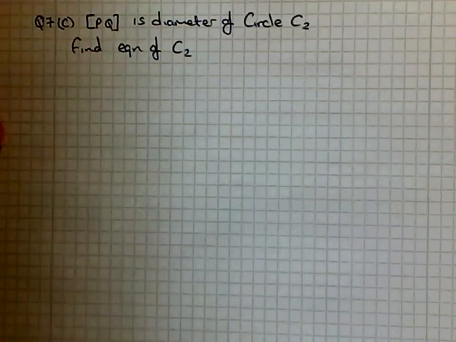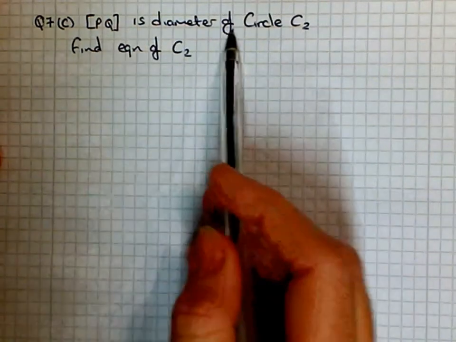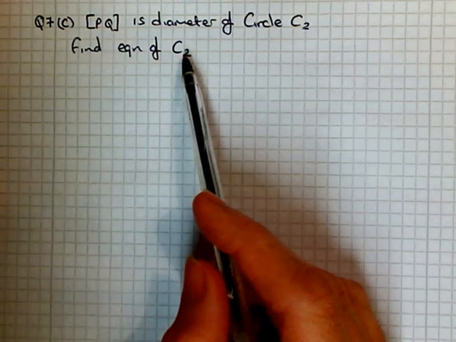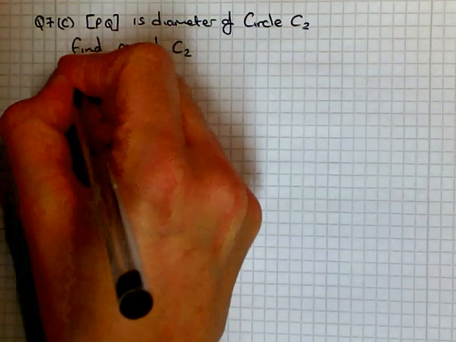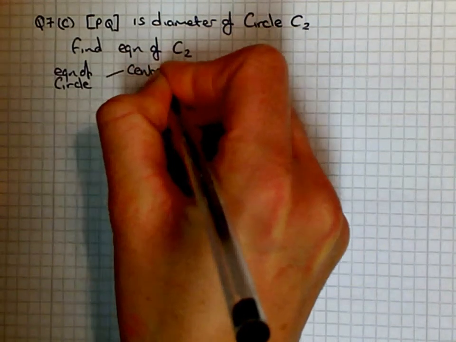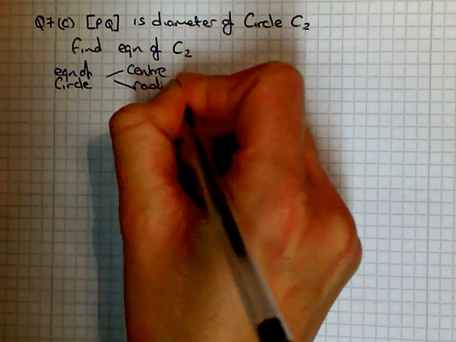So, fifth year summer exam question 7 part C. You're told that PQ is the diameter of circle C2. Find the equation of C2. To be able to find the equation of a circle, you need a center and you need a radius.